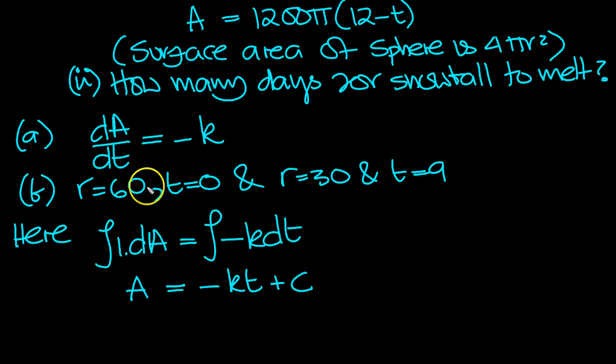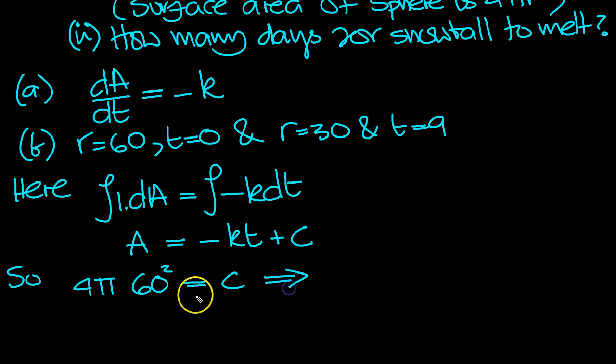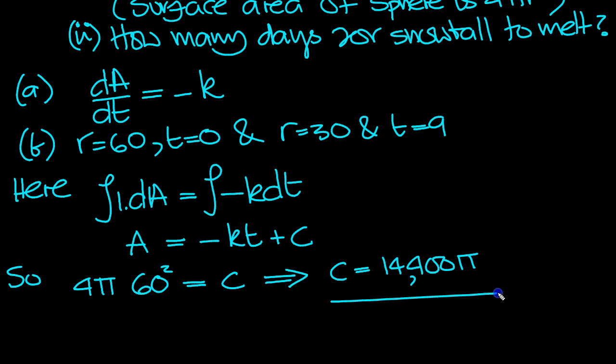Okay, so these are our initial conditions. So let's invoke them then, because we've got two unknowns here. So r equals 60. So when t is 0, it will just be c. But that's not the area. The area is 4πr squared. So 4π times 60 squared is the area, is equal to c. 3,600 times 4 is 14,400π. Type it in the calculator if you need to. So there's c.